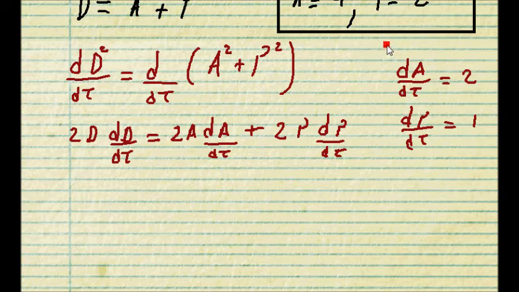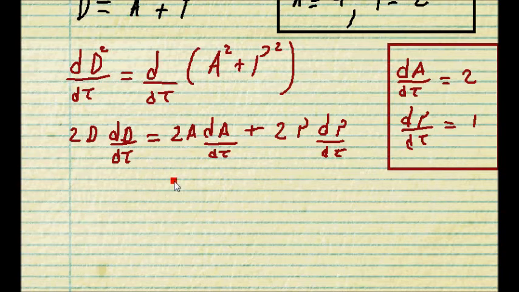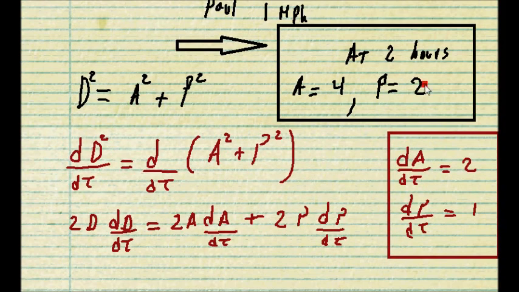All right, so now what is happening? What is happening at 2 hours? At 2 hours, A, we said, was going to be equal to 4. So let me actually substitute these values here. At 2 hours, we have that A is equal to 4. dA/dt, of course, is equal to 2 because Anne is traveling at 2 miles per hour. So let's insert this information in here.